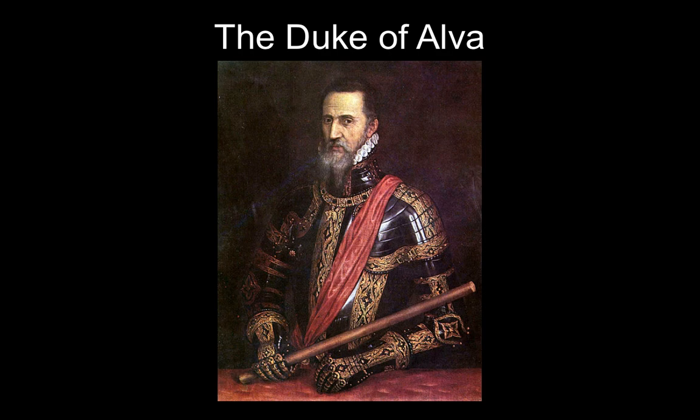And he brings with him the Council of Blood, which is his own personal inquisition, a little tribunal system where he's going to put little heretics on trial and kill them. And he's going to kill 1,500 of the leaders of the rebellion in the Netherlands, these Calvinist leaders. 1,500 of them get tried and killed by his little personal Council of Blood.